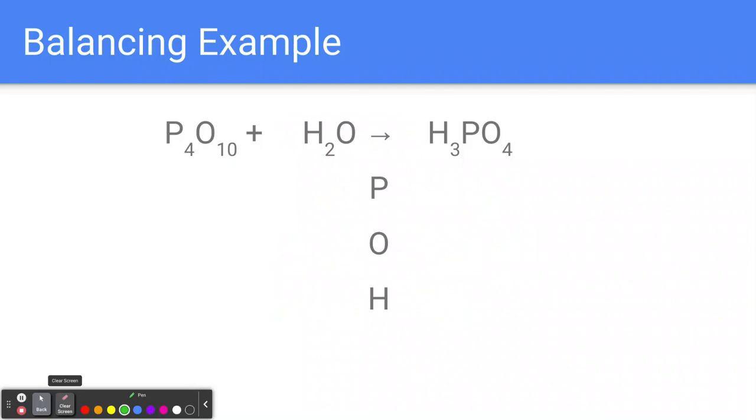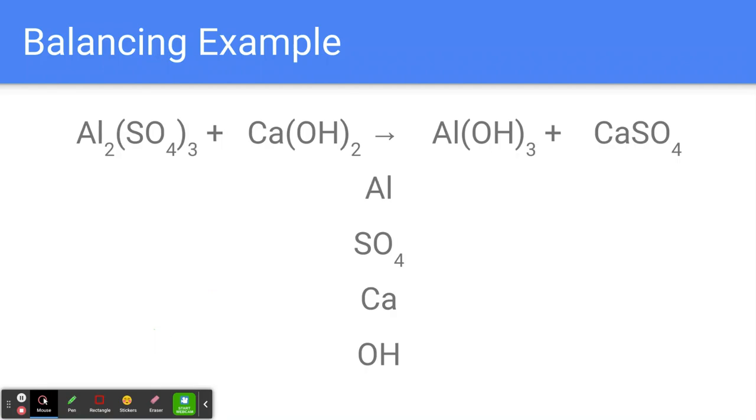All right, on our next one here, we've got aluminum sulfate reacting with calcium hydroxide to form aluminum hydroxide and calcium sulfate. So for this one, let's count it out. I have 2 aluminums, I've got 3 sulfates, I've got 1 calcium, and I've got 2 hydroxides. On the product side, 1 aluminum, 3 hydroxides, 1 calcium, and 1 sulfate.